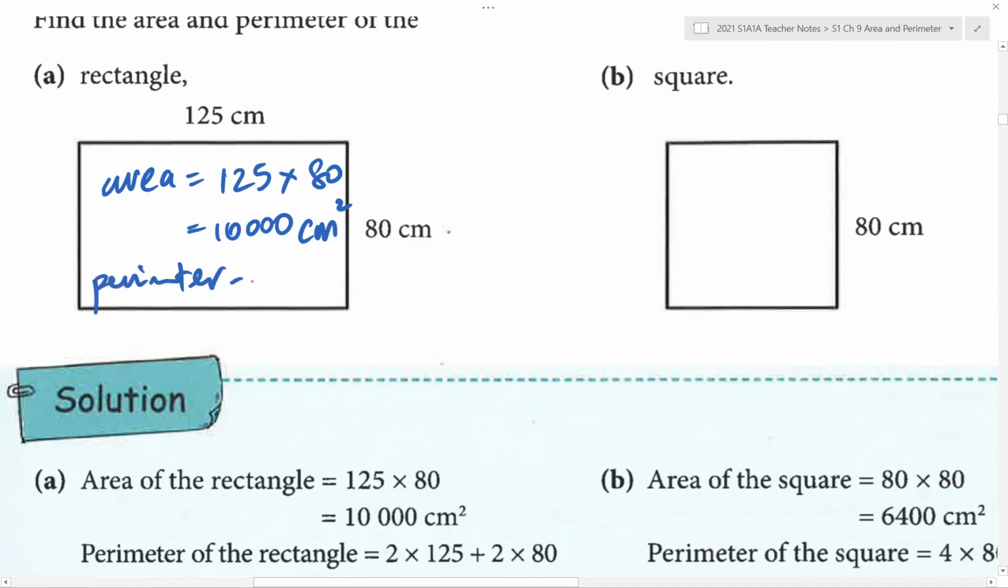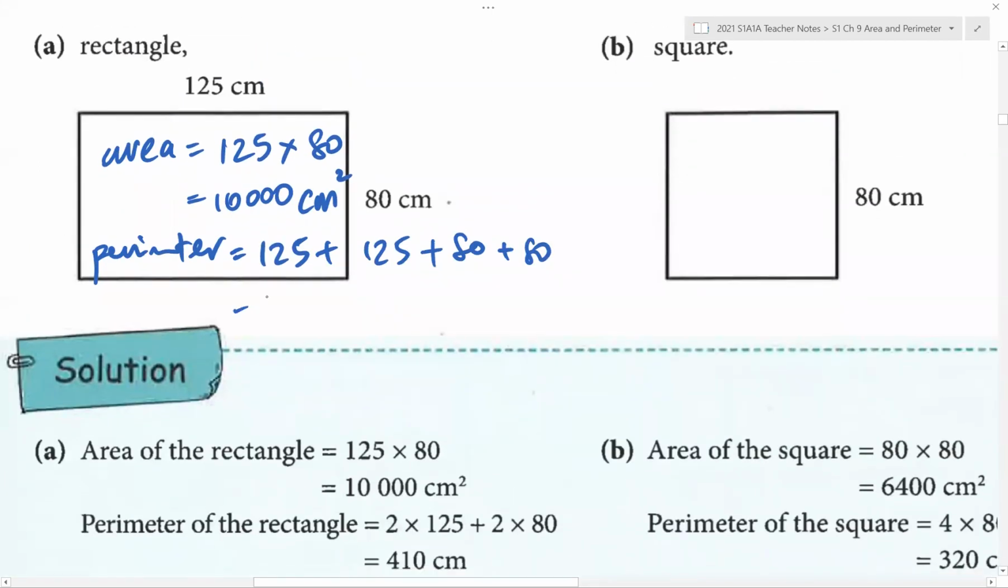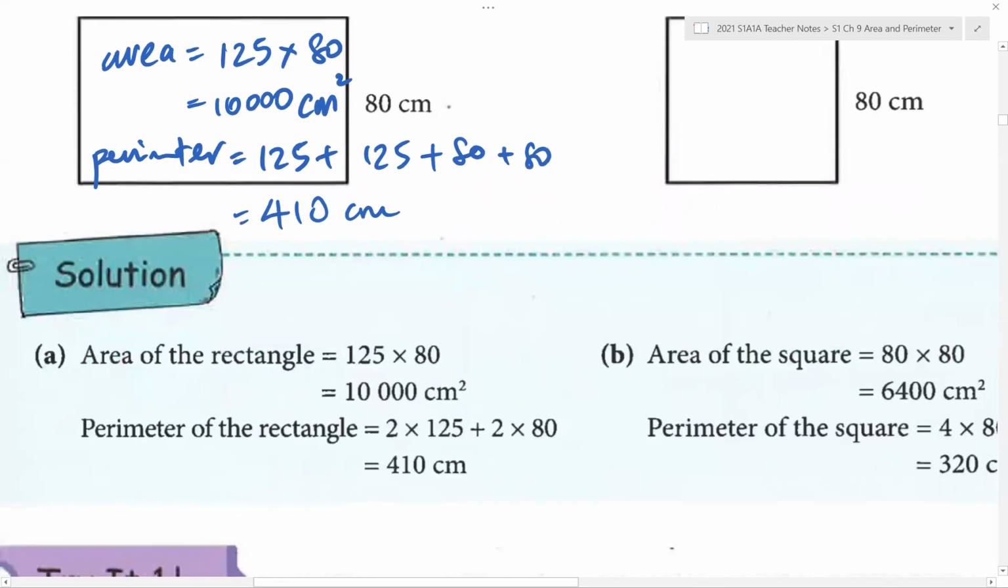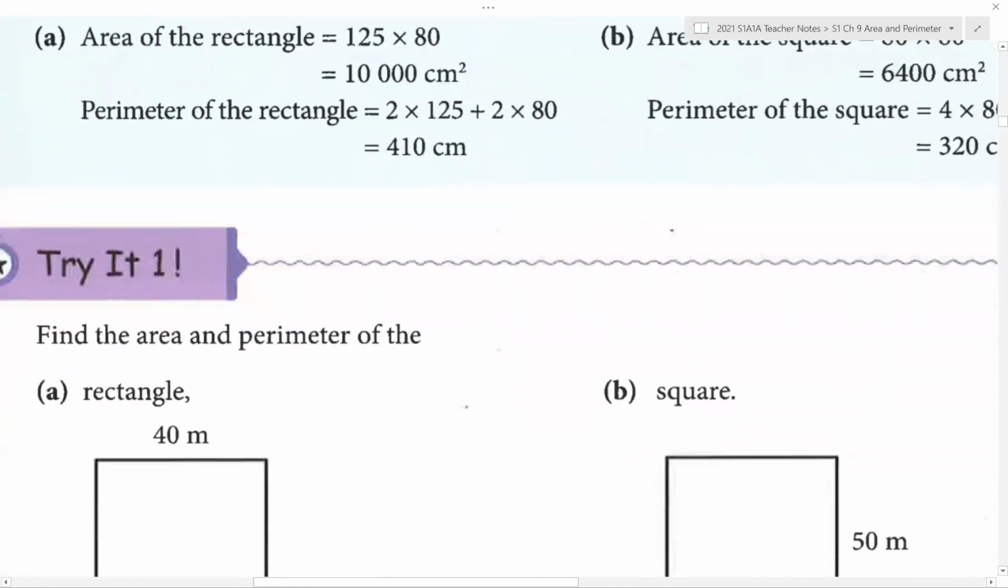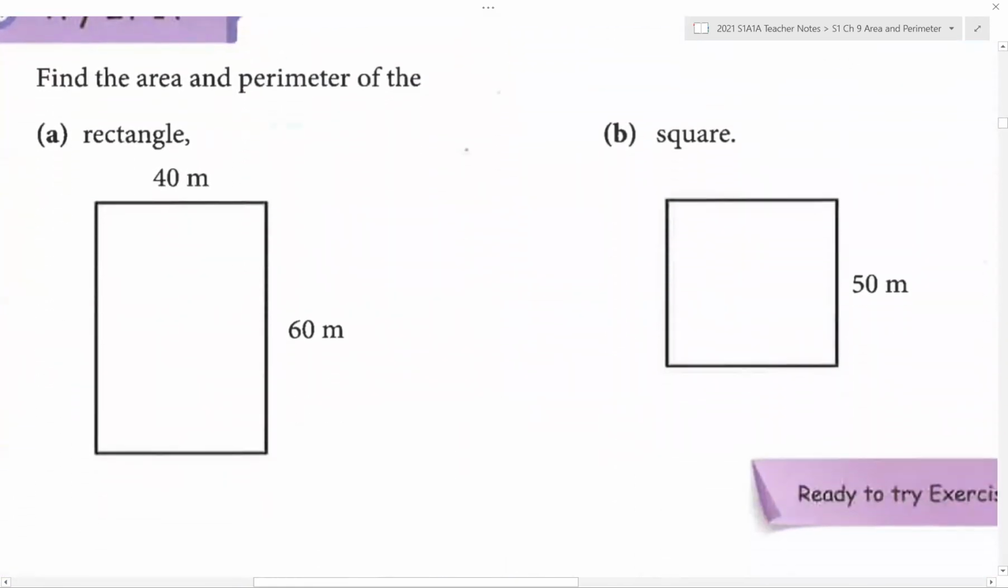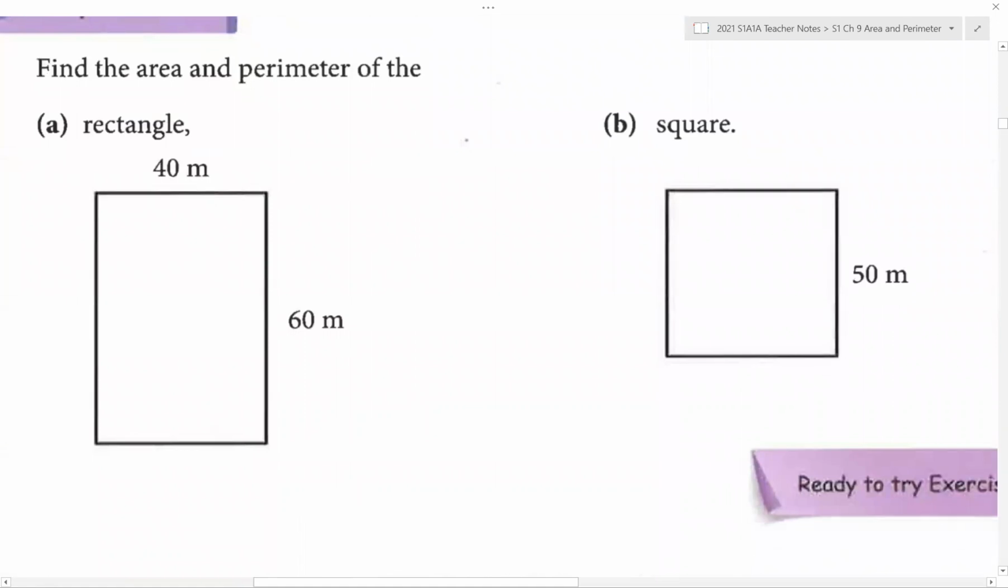The next one, we have the perimeter. Perimeter will be 125 plus 125 plus 80 plus 80. I'm just going to copy the answer. So we get 410 cm. So that's for the area and perimeter of the rectangle. Like I said, you don't have to copy this down because it is already printed for you. But what I need you to try is the next one. Try it one. Find the area and perimeter of the rectangle and the square. Who has already finished? Raise your hand. Nobody? Okay, all do now.